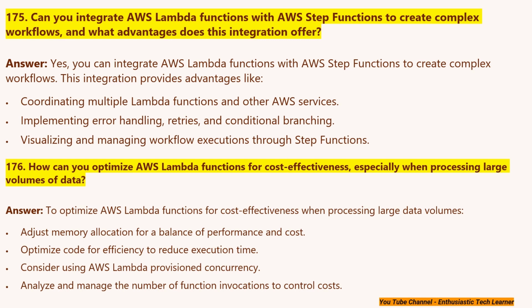How can you optimize AWS Lambda functions for cost effectiveness, especially when processing large volumes of data? To optimize AWS Lambda functions for cost effectiveness when processing large data volumes: Adjust memory allocation for a balance of performance and cost. Optimize code for efficiency to reduce execution time. Consider using AWS Lambda provisioned concurrency. Analyze and manage the number of function invocations to control costs.